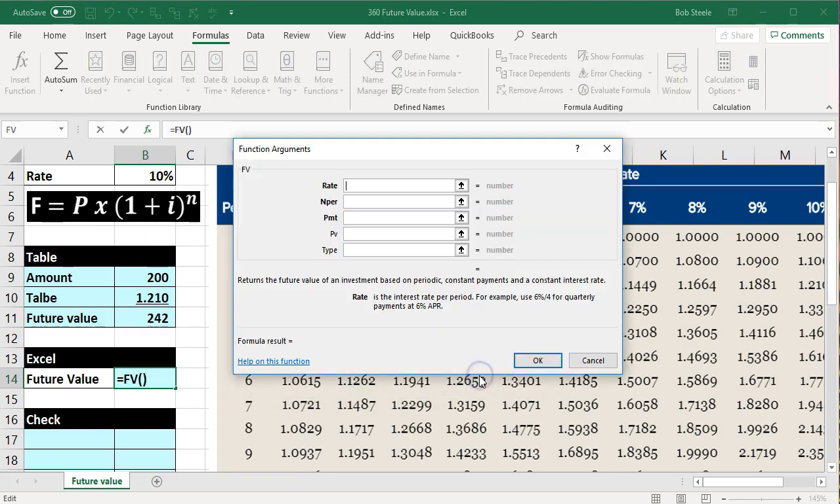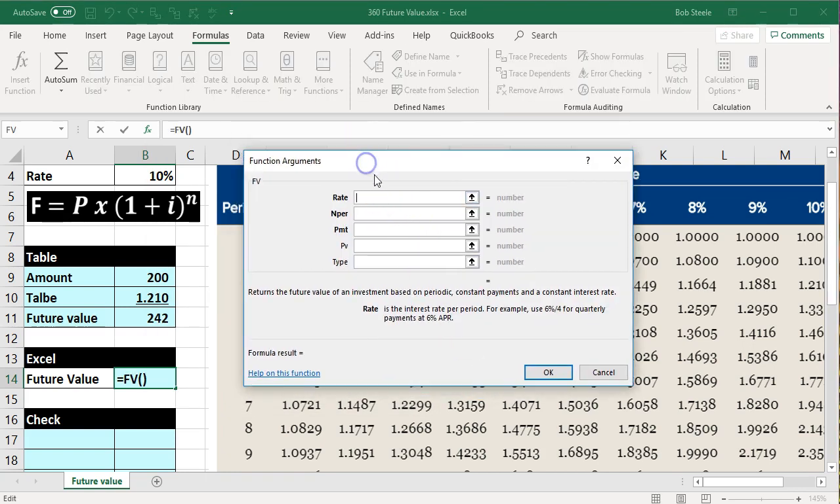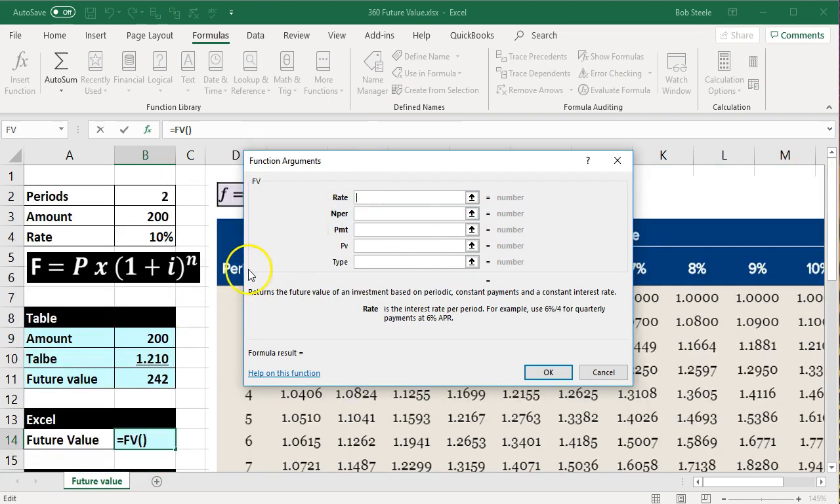If we select OK, we get the input box. So this is our function box, or arguments that we could have, the function arguments. The rate is going to be the 10%, which is in cell B4. And then the number of periods, we're just going to go down to the number of periods. Number of periods is going to be 2, in our case, 2 years. Now again, if this was something other than years, like a month, you'd have to divide the rate by 12 because we want to get a monthly rate in that case.